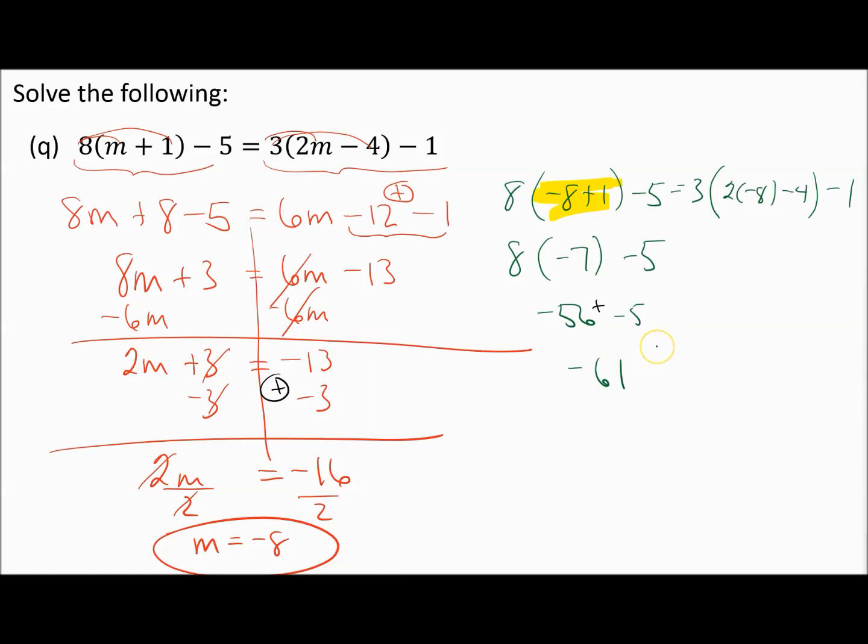Okay. Now let's try the right-hand side. So again, order of operations says I have to work in the parentheses first. Even inside those parentheses, I need to multiply before I can subtract. So I have equals negative 3. That's negative 16 minus 4 with a minus 1 on the outside. So it's negative 3 times negative 20.